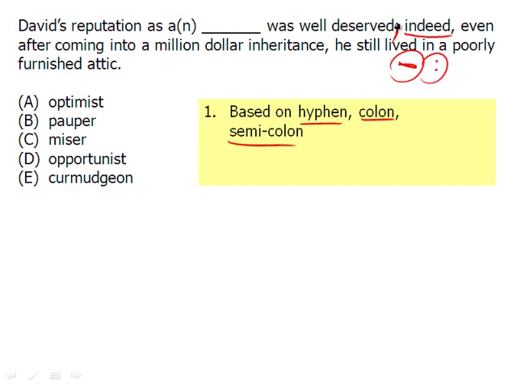We have a word like indeed. Indeed is, again, a word that shows us we're going in the same direction. There's no shift, so it's simply elaborating. So note indeed, and then elaborating how? Well, the sentence says, even after coming into a $1 million inheritance, he, stepping David, still lived in a poorly furnished attic. So what kind of word do we need to come up with? Well, this person had all this money, a $1 million inheritance, and they still live very poorly.